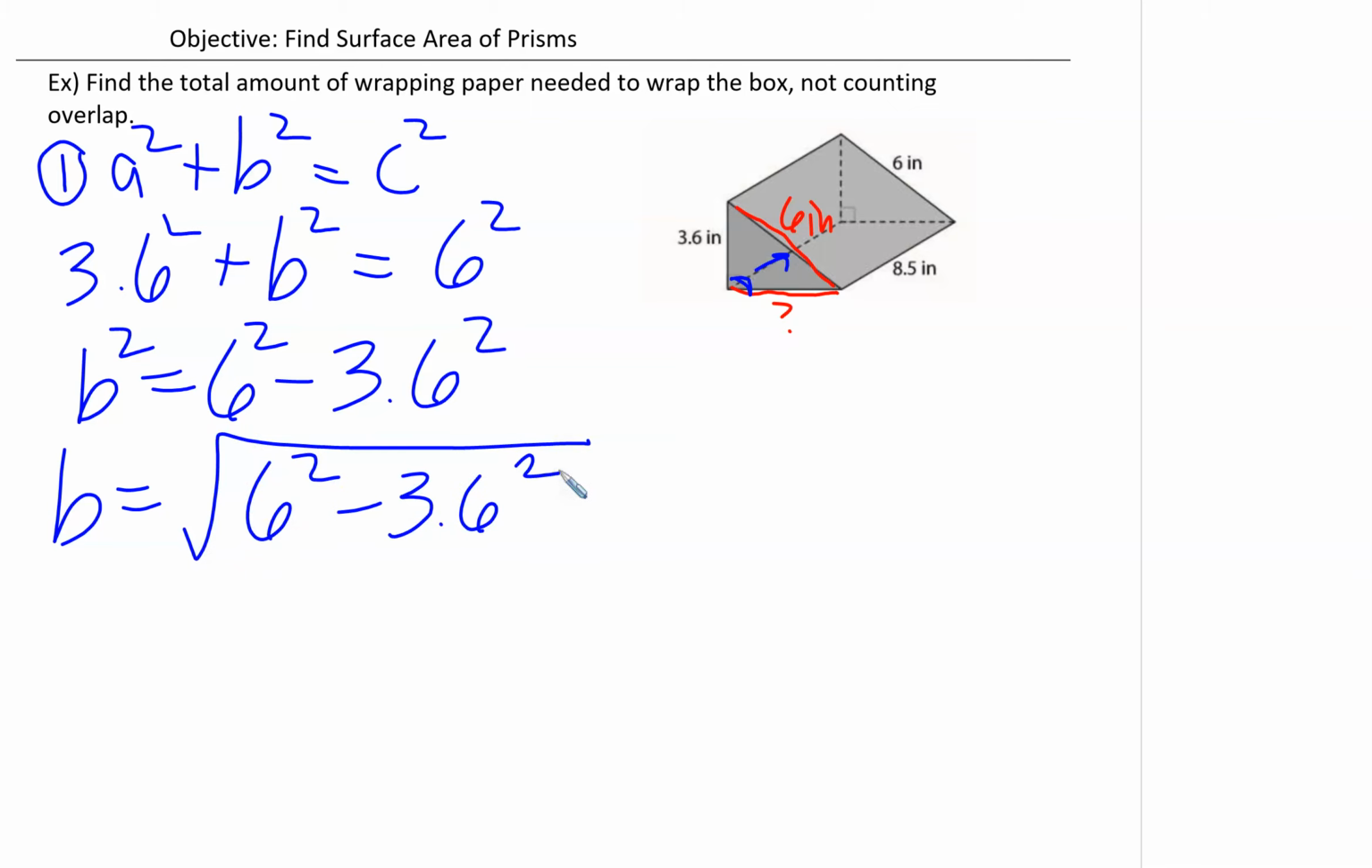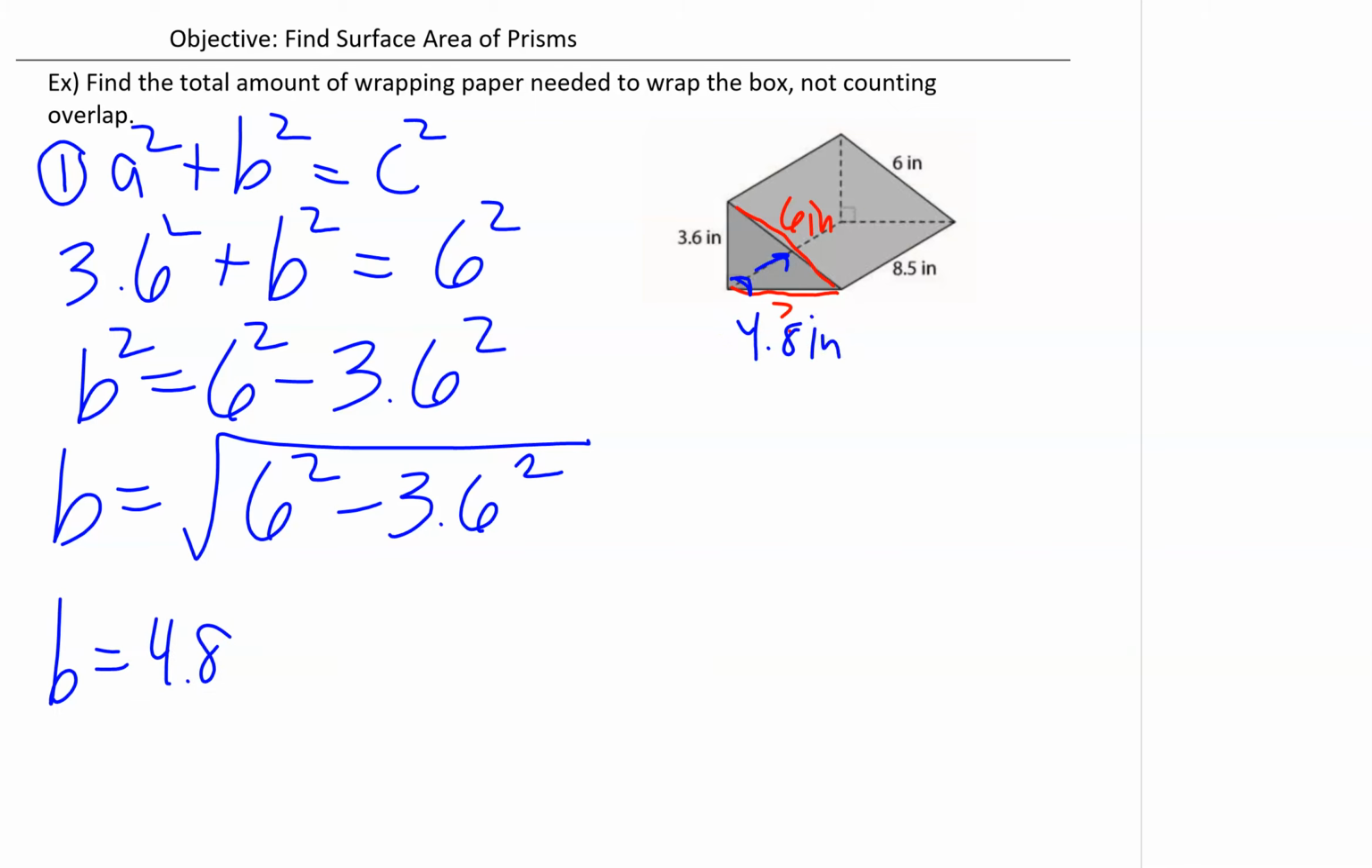Now I would use my calculator. I may or may not have to round. If I do have to round, I'm going to carry it out probably 3 places or so. Here, however, no rounding is necessary. We get 4.8. So that would be this side here, and it would also be in inches like the other two sides of the triangle.